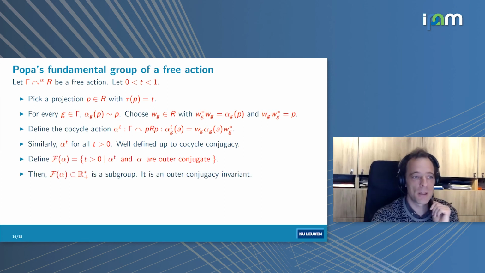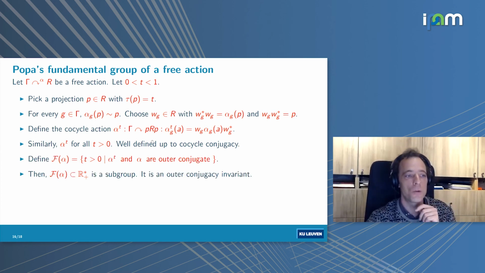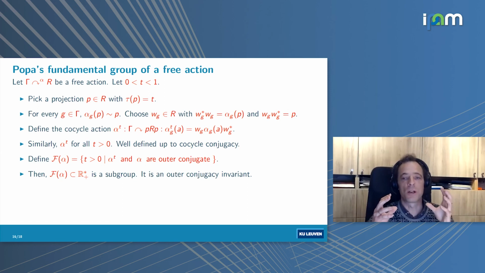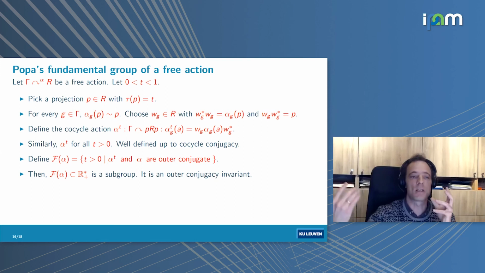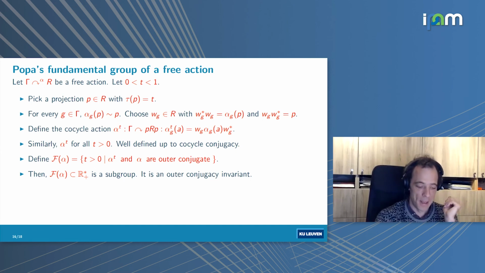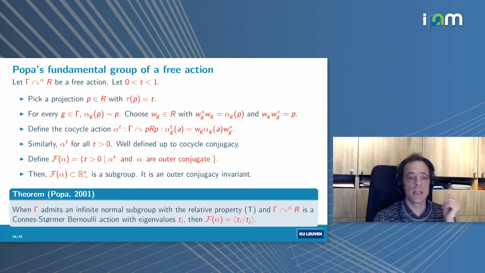And here is the fundamental group. You define the fundamental group, in the spirit of von Neumann, as the positive t for which this co-cycle action is actually outer conjugate to my original alpha. In the same way as the fundamental group of a II_1 factor would be the positive t for which M to the power t is isomorphic with M. It's always a subgroup of the positive real line, and it's an outer conjugacy invariant for alpha. And more amazingly, it's effective in certain examples.